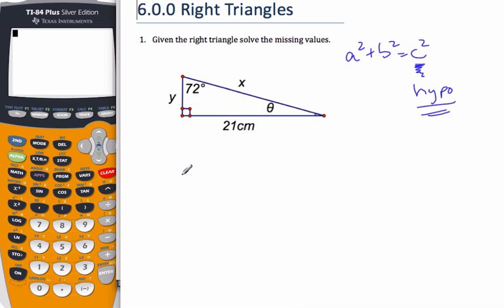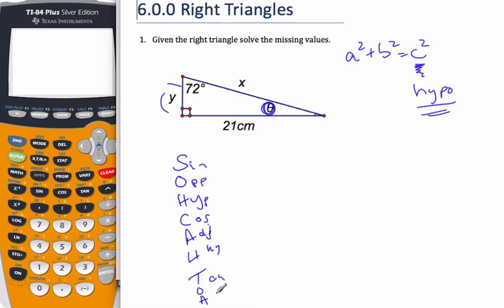And the other thing I think about is this lovely word called SOHCAHTOA. What is SOHCAHTOA all about? Trig ratios. It is. S stands for sine, O is opposite, and H is hypotenuse. So if I'm looking at this angle theta, opposite is y, hypotenuse is x. Always you have to pick the angle first to know which side is opposite. If I was looking at 72, then this 21 is the opposite. Cosine is adjacent over hypotenuse. And then tangent finally is the opposite over adjacent.